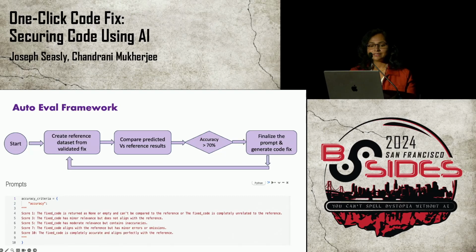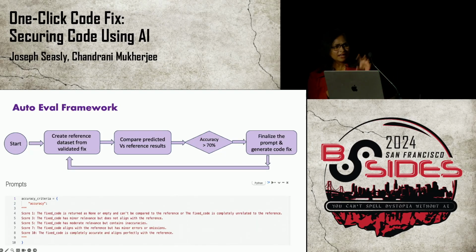This is something LangChain provides. They have a lot of eval frameworks, eval APIs or functions that they provide. The particular one that we used is the scoring evaluator. So basically what we did is we initially created a data set with vulnerable code and the corresponding good fix. We called this a golden data set.